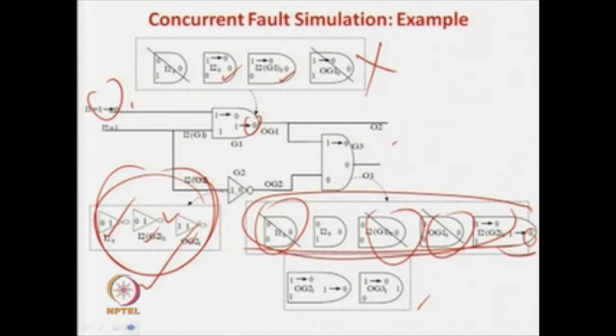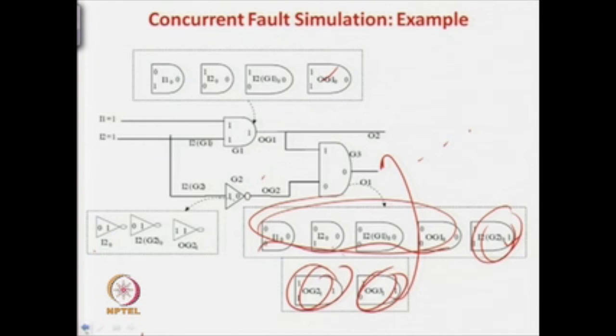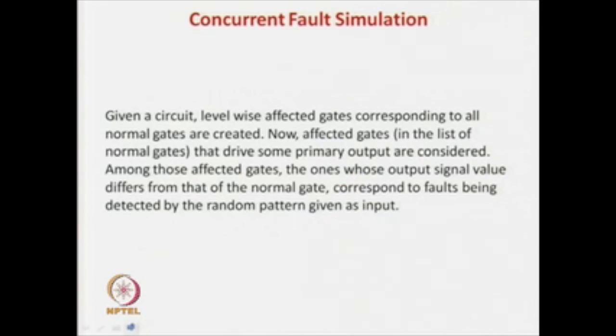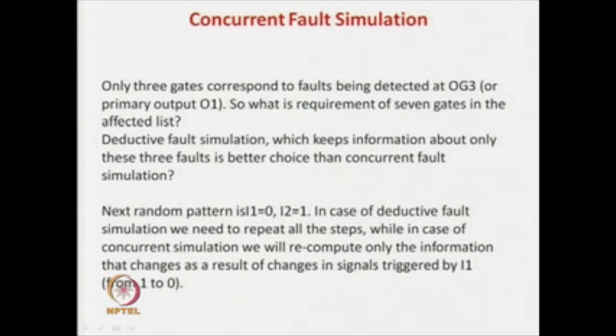If you look at this example, in this case that I was saying, only this gate and this gate have an output difference with this one. Then why are you carrying these dead animals? That is the question being asked over here: only 3 gates detect this fault, then why are you carrying all this?